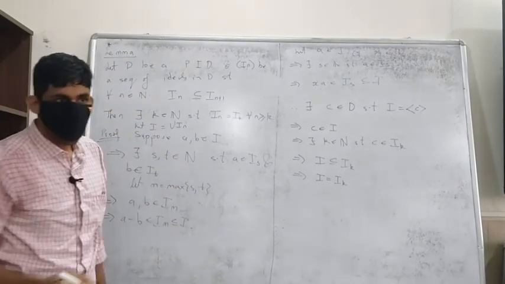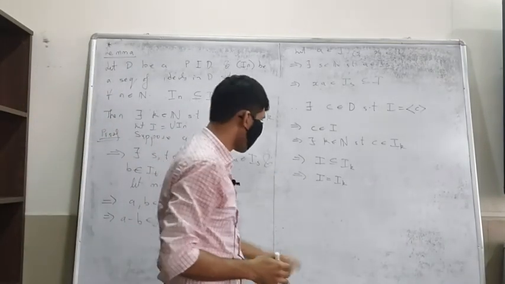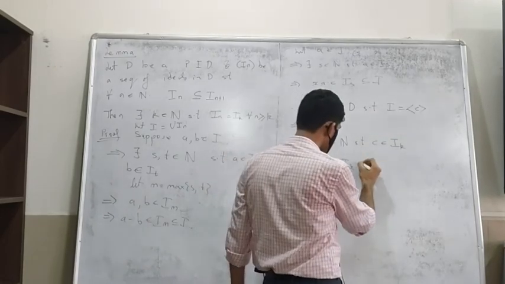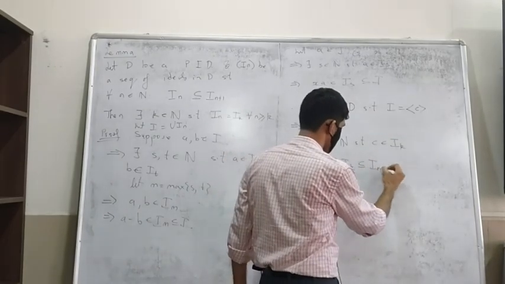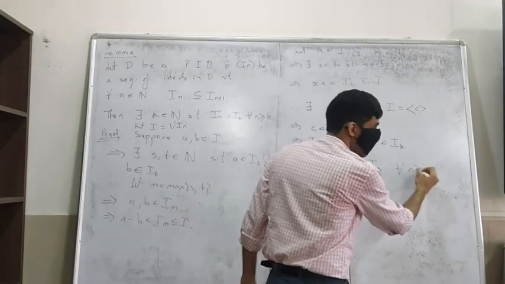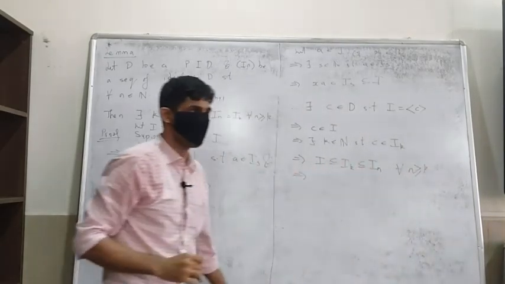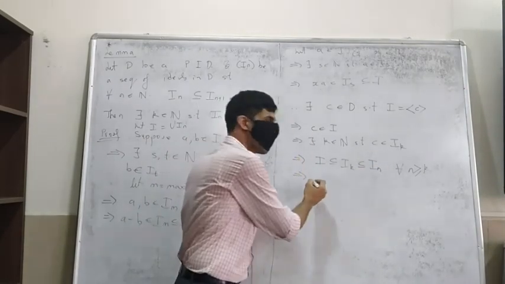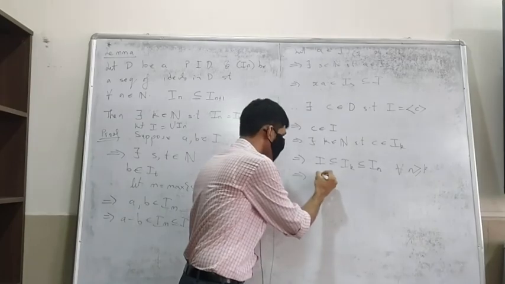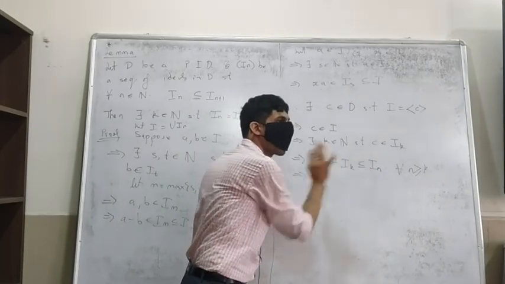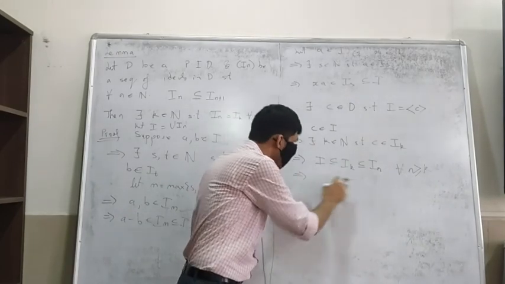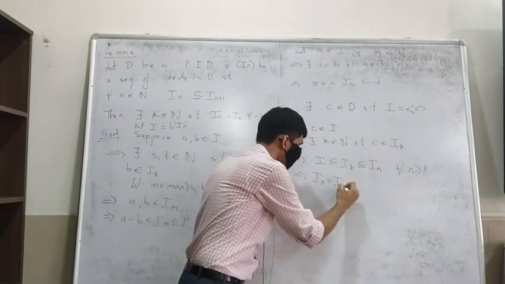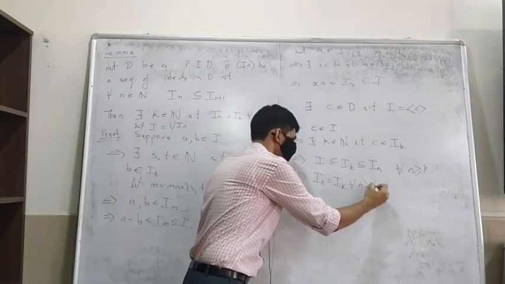But if I is equal to IK, let me just write it here itself. This is contained in this, but this is contained in all IN which are greater than or equal to K. And IN is anyway contained in I, so this will tell you that these have to be equalities. There's no other way. I is equal to IN, so therefore IN would be equal to IK for every N greater than or equal to K.